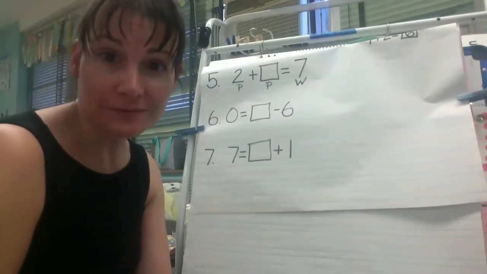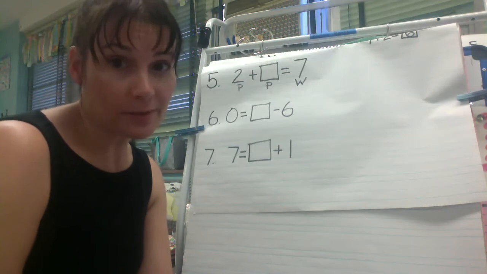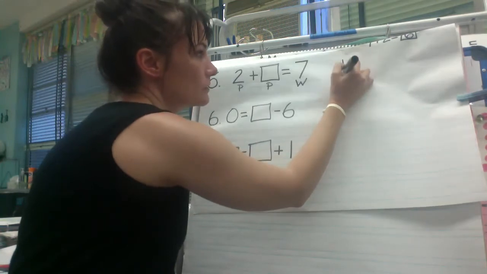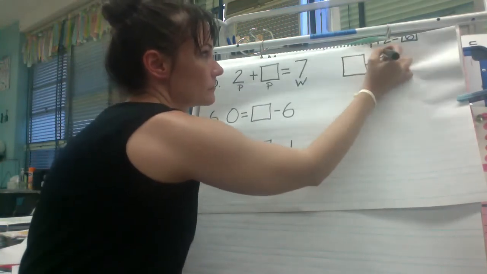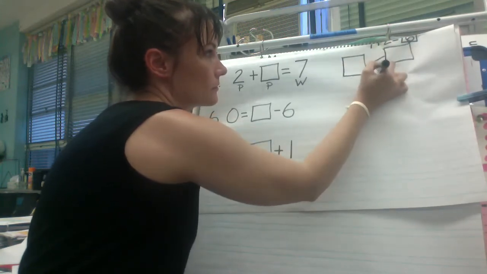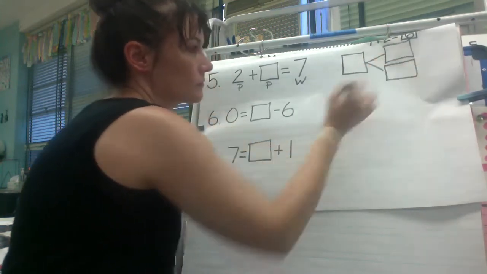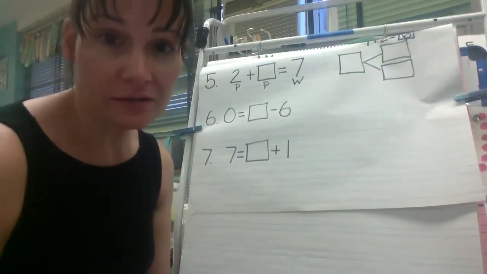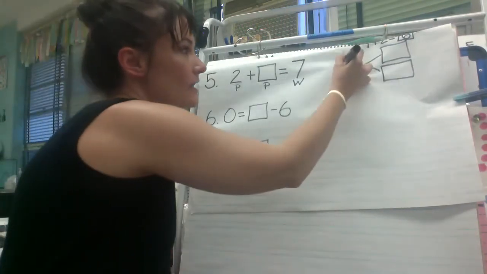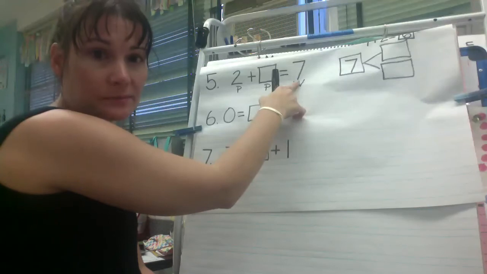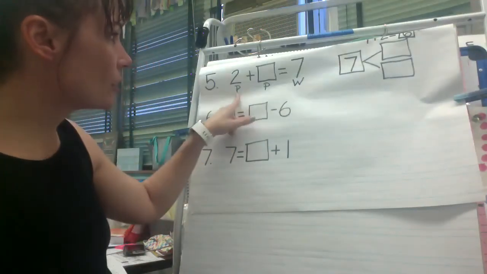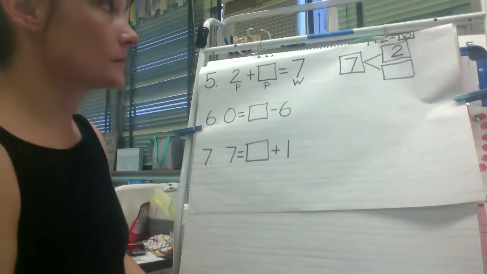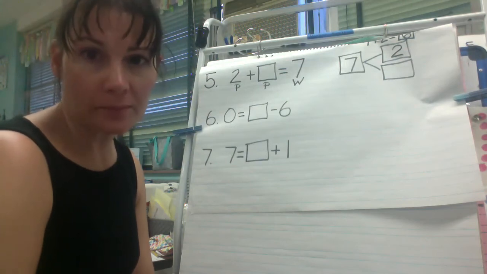How did you do? Let's see how to solve this problem. I'm going to draw out a number bond. My whole is 7. So I know that I had 7 because that's what I'm trying to get to. The part that I know is 2. So how could I solve that problem?